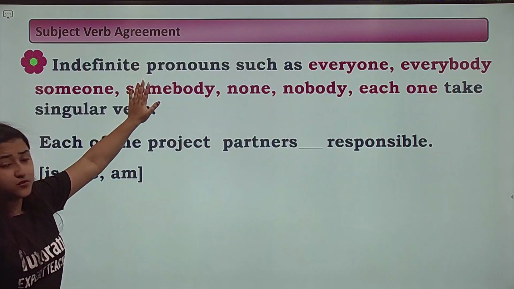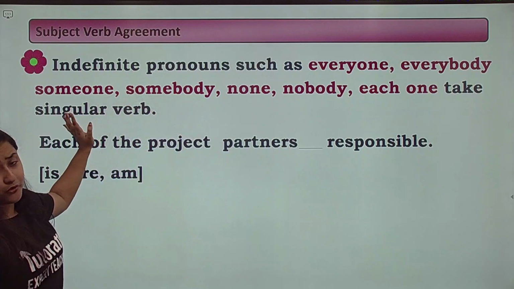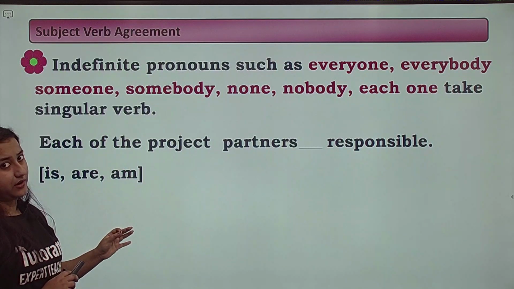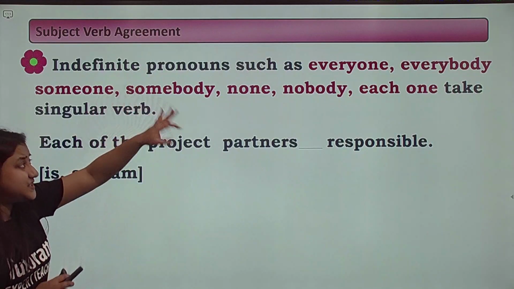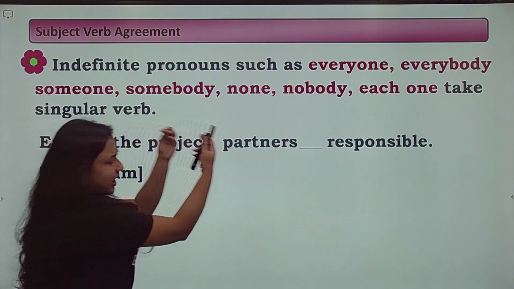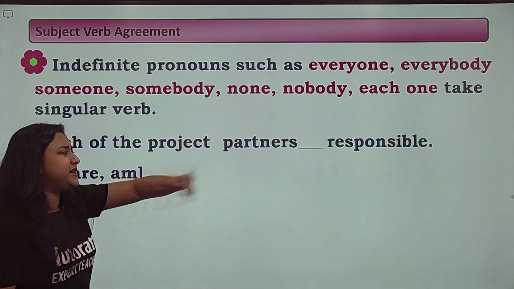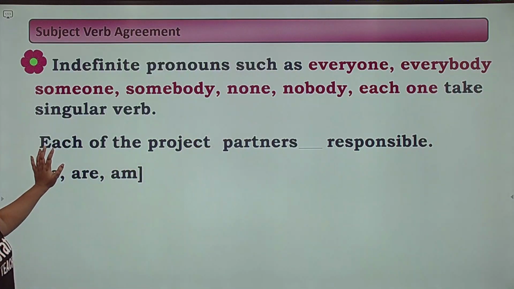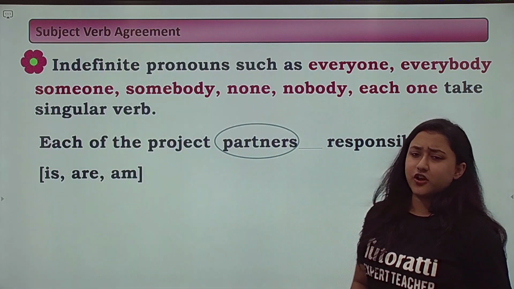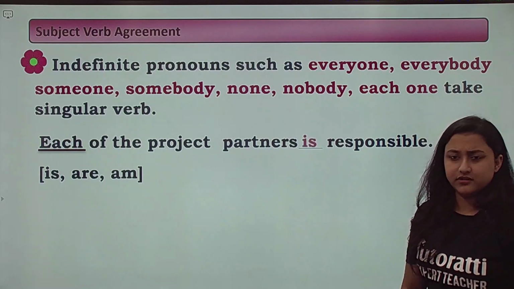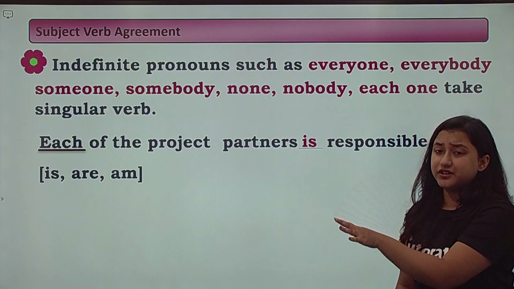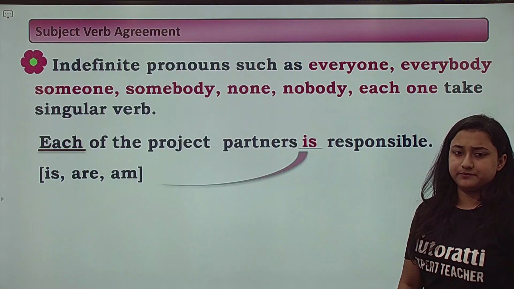So, for this one, remember these indefinite pronouns. Everyone, everybody, someone, somebody, no one, nobody, or each one. Whenever you see these pronouns in any sentence, irrespective of partner and partners, let it be anything. You have seen each, it is directly singular. All right, you have seen each, so it is singular. Don't care about whether it is partner or partners or whatever it is, right? Next one.